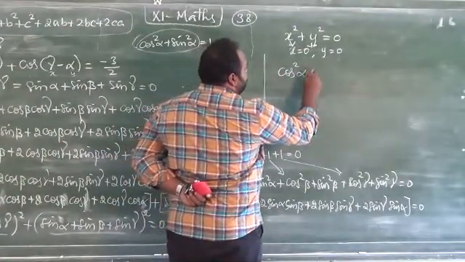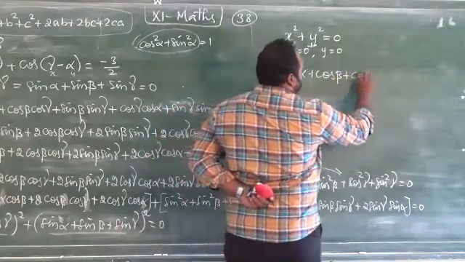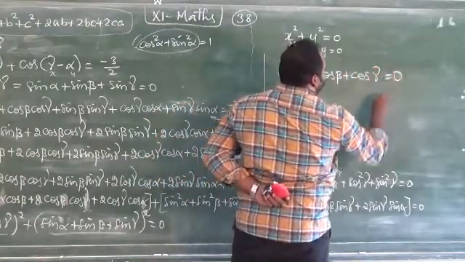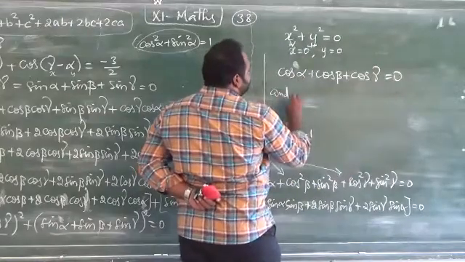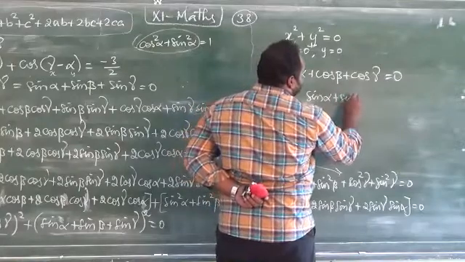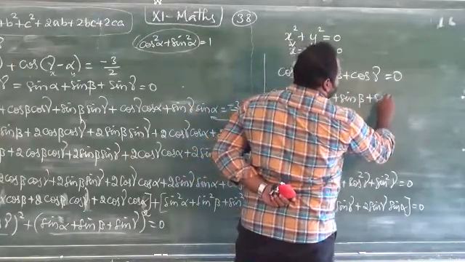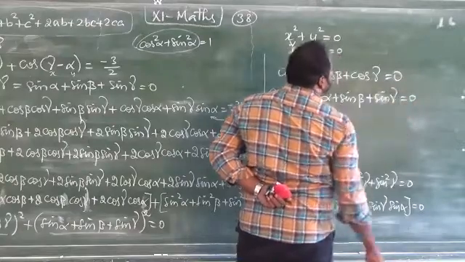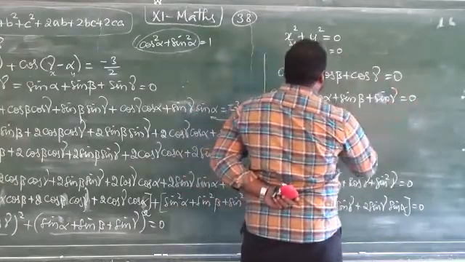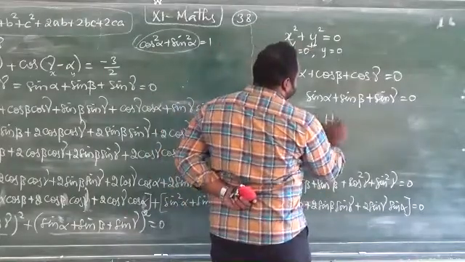So if you express like this, we will get the answer: cos alpha plus cos beta plus cos gamma equal to 0 and sin alpha plus sin beta plus sin gamma equal to 0. So we have proved the given answer. Hence proved.